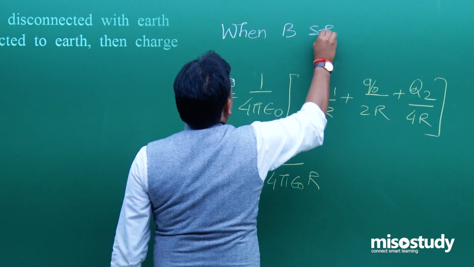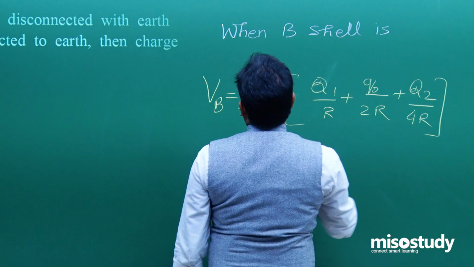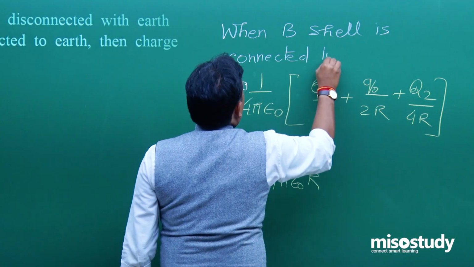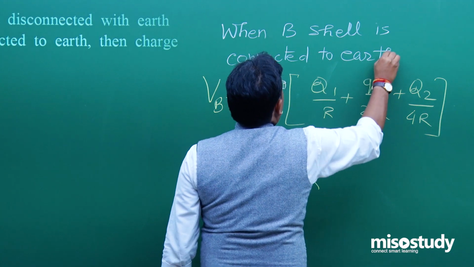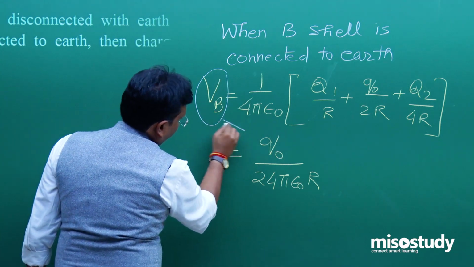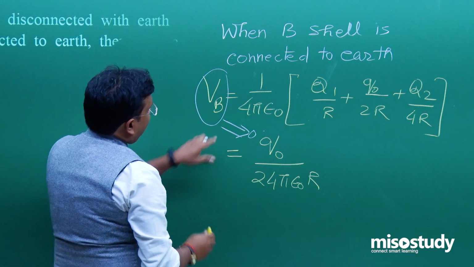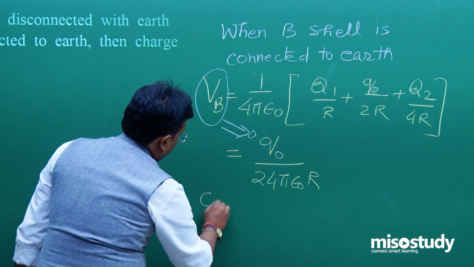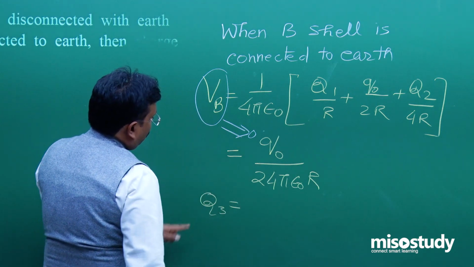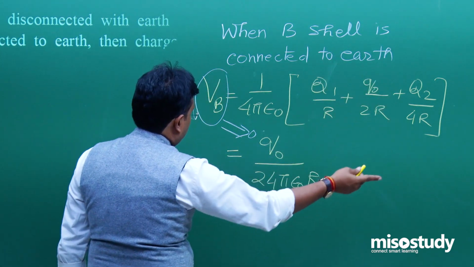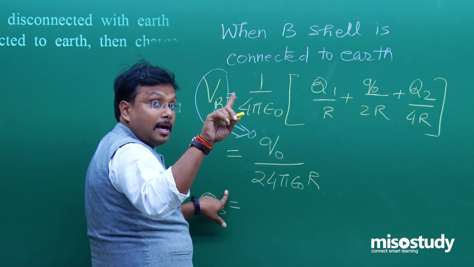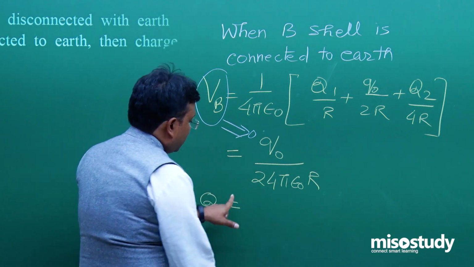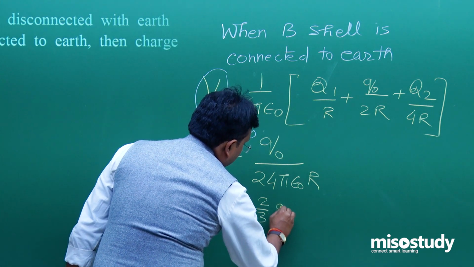Now, after earthing, when the B shell is connected to earth, then what will happen, you know? This is going to be 0, fine. And when you put the value of 0 over here and solve it, you will get Q3 equal to, what is Q3? It is going to be the new charge, fine. Q1 on A, Q2 on C, and Q3 on B, the new charge. So, it is 2 by 3 Q naught.